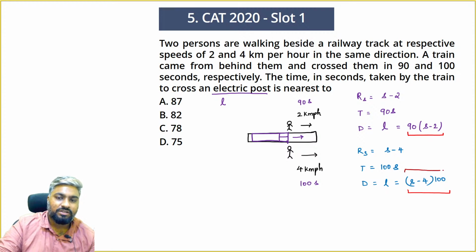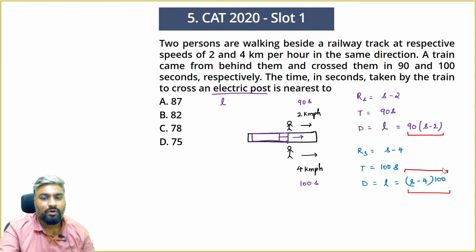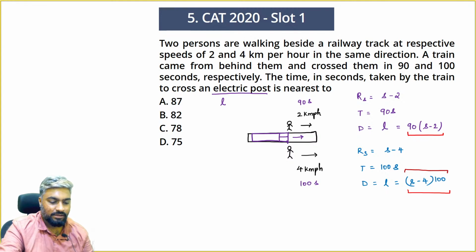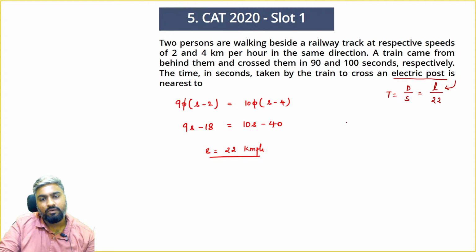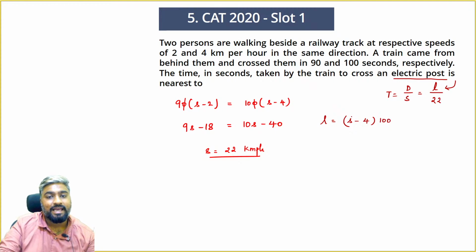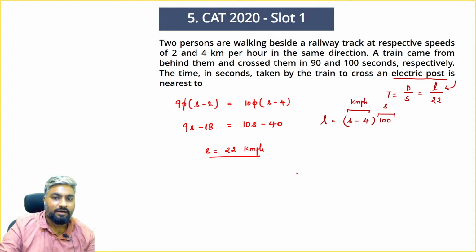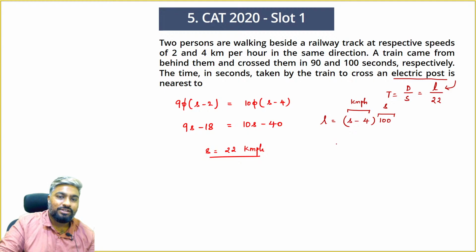So let's say if we solve this, s minus 4 into 100. Let's solve this. So what would happen? L is s minus 4 into 100. There is a small hiccup here. Please remember, this is in seconds, this is kilometers per hour. This is kilometers per hour, but this is in seconds. Okay, please be very careful. So what is happening?